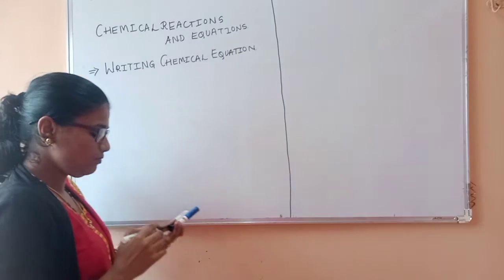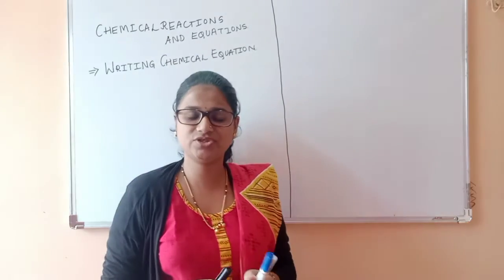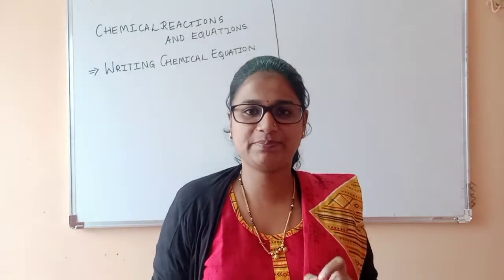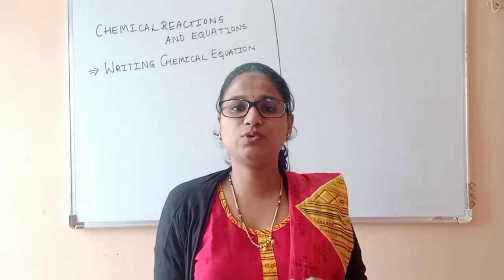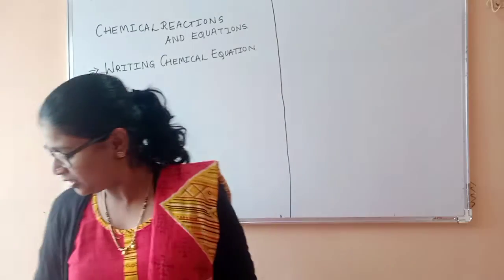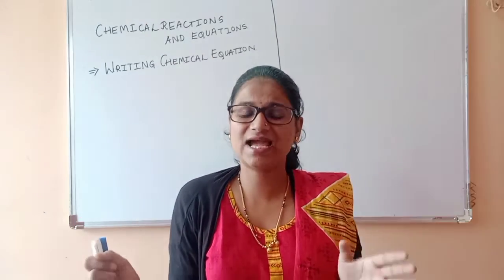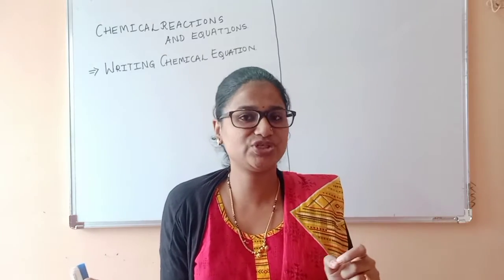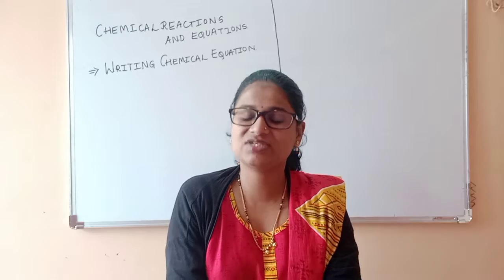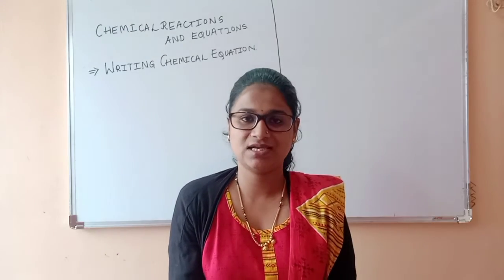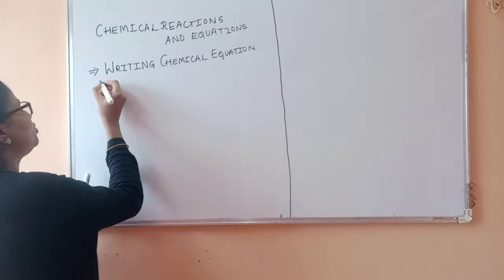Now, when I say chemical equation, we know it is a symbolic representation. And in a chemical reaction, we have substances called reactants, and we get a new substance which is called the product. So where do we write the reactants, and where do we write the products? Let us consider an example, the formation of ammonia.